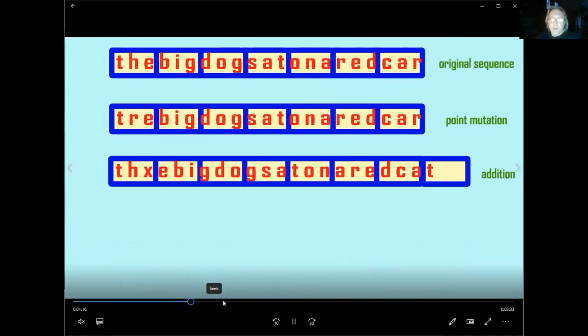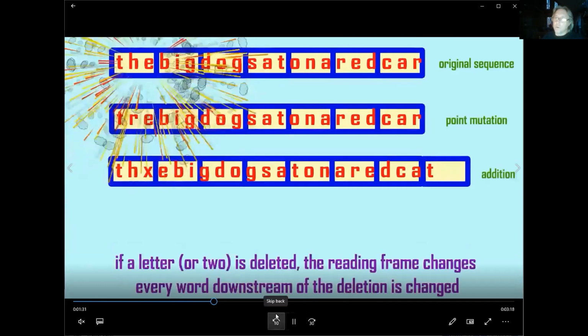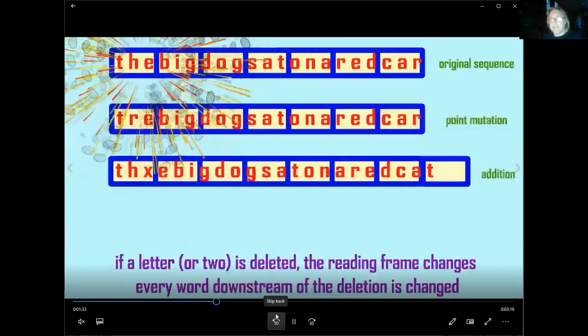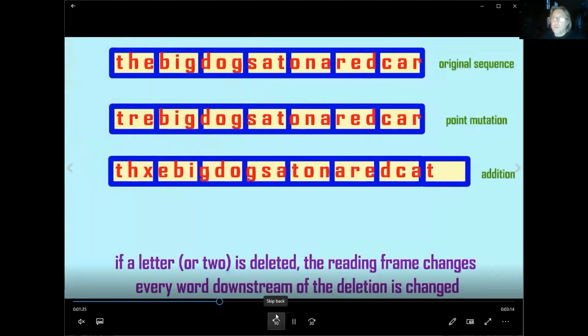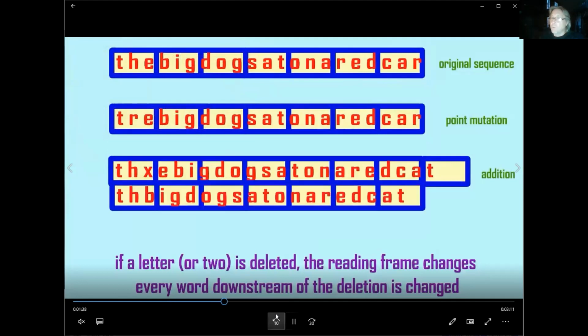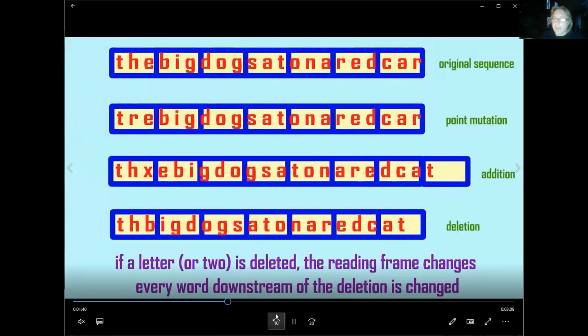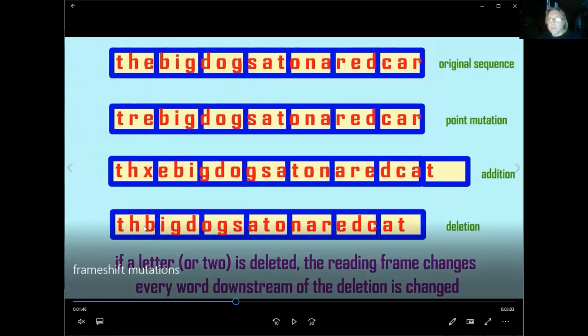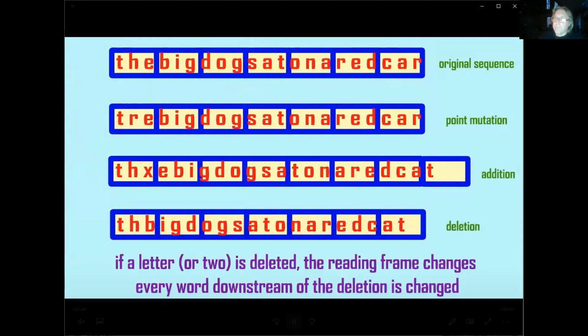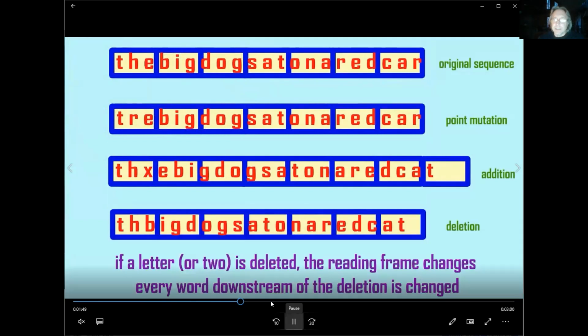And the same thing would result if I deleted a letter or two. Now, this would affect if I add or delete a letter or two. If I add 3, then that's like adding a word or deleting a word, which would have an effect but no longer be a frameshift mutation. If I delete a letter, notice that now the first letter of word 2 is now in word 1, and once again it alters the reading frame. None of these words make sense, and so therefore this was a very serious mutation.